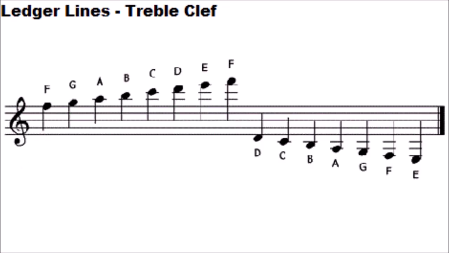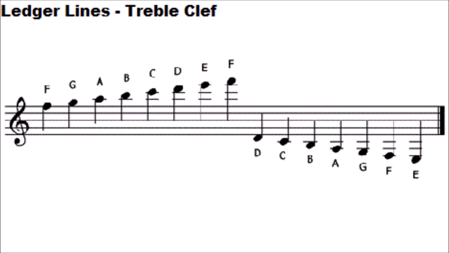The note after the fifth line of the treble clef is G. To add the note after G, which is A, we need a ledger line. The first ledger line is A. The note after A is B. We need another ledger line to add the note after B. So the second ledger line is C.